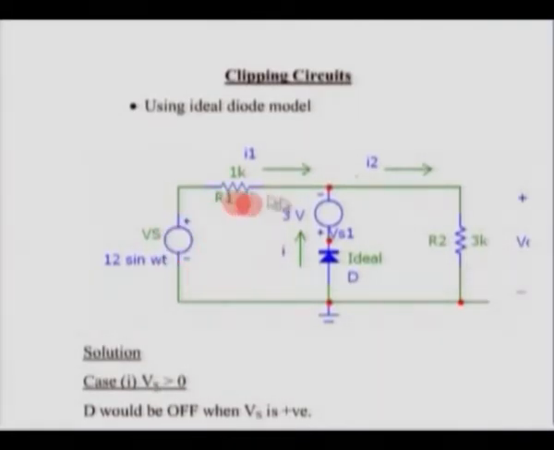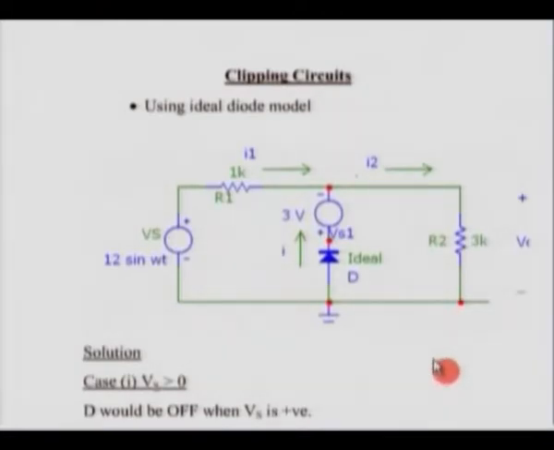We have a 1K series resistor, and you have a diode here, which we want to assume to be ideal, and you have a power supply connected in series with the diode with 3 volts, with the positive terminal here, negative terminal here. You have a 3K resistance as the load. Now how do we go about this?